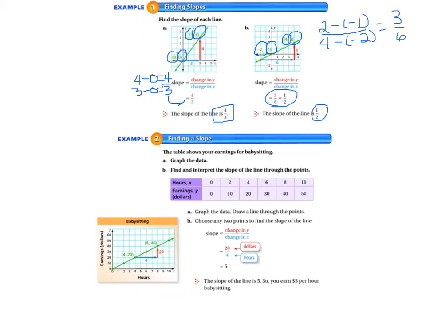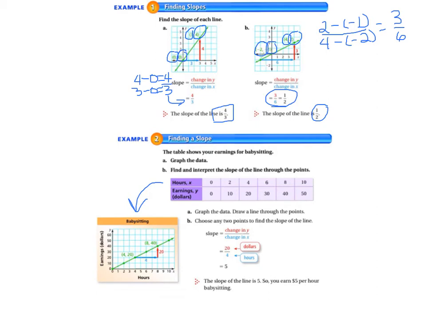Now we'll look at example 2. The table shows your earnings for babysitting, and it says graph the data, so the graph of the data is right here. Then it says find and interpret the slope of the line through the points. So it's not quite as hard as it sounds. It says graph the data, draw a line through the points, so that's done for us, and choose any 2 points to find the slope of the line. So it doesn't matter which 2 points you choose, you just need to find the difference between the y values and the x values.